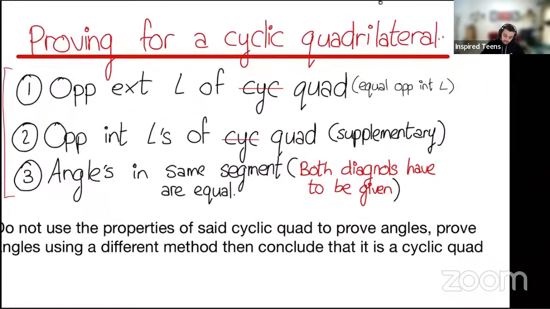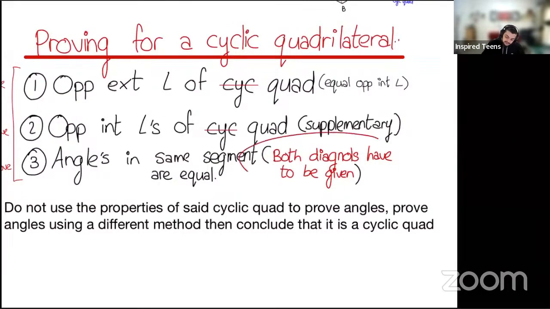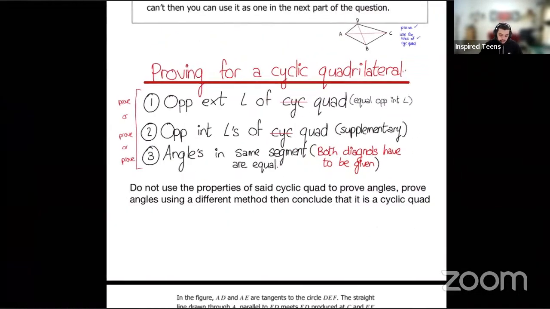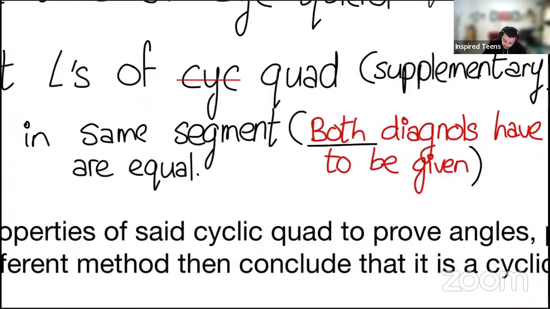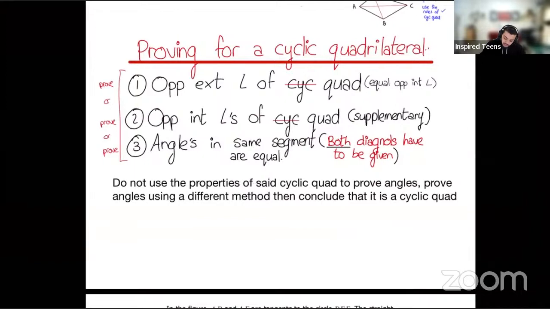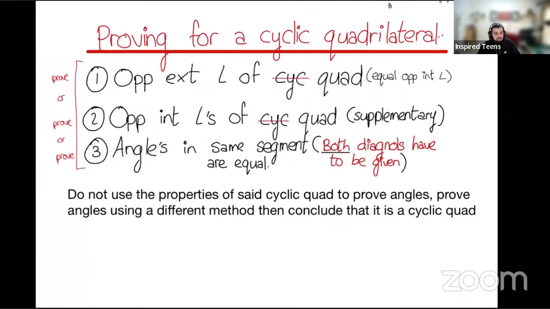Okay, the hint, I remember we went through this last week, the hint for this is that both diagonals have to be given. So in order to use number three, both, not just one, both diagonals have to be given. If both diagonals are not given, you can't even do number three. That narrows it down for you, makes it slightly easier. You can only use number one or two. Okay, so these are the three options for proving that something's a cyclic quadrilateral.